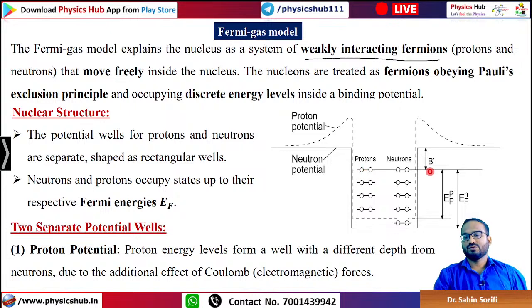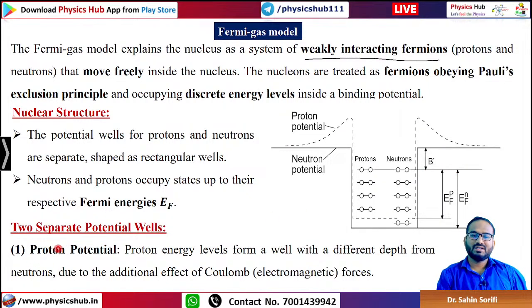So the highest occupied energy level, you can see, this is EFP, the Fermi energy for proton. This is also EFN, the Fermi energy for neutron. You see the neutron's well is deeper as compared to the proton's well. As you can see, this is deeper, but the Fermi level is the same for both of them.